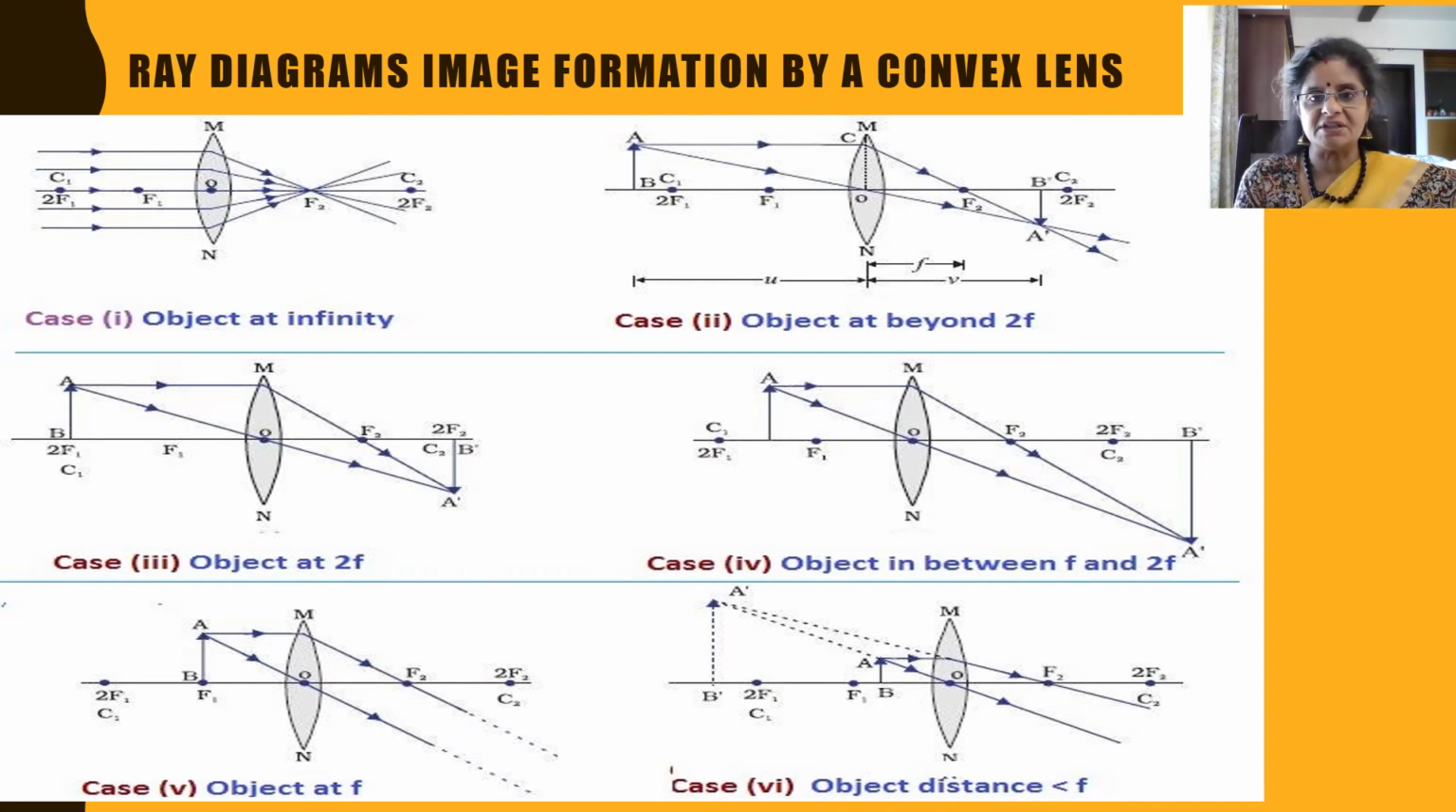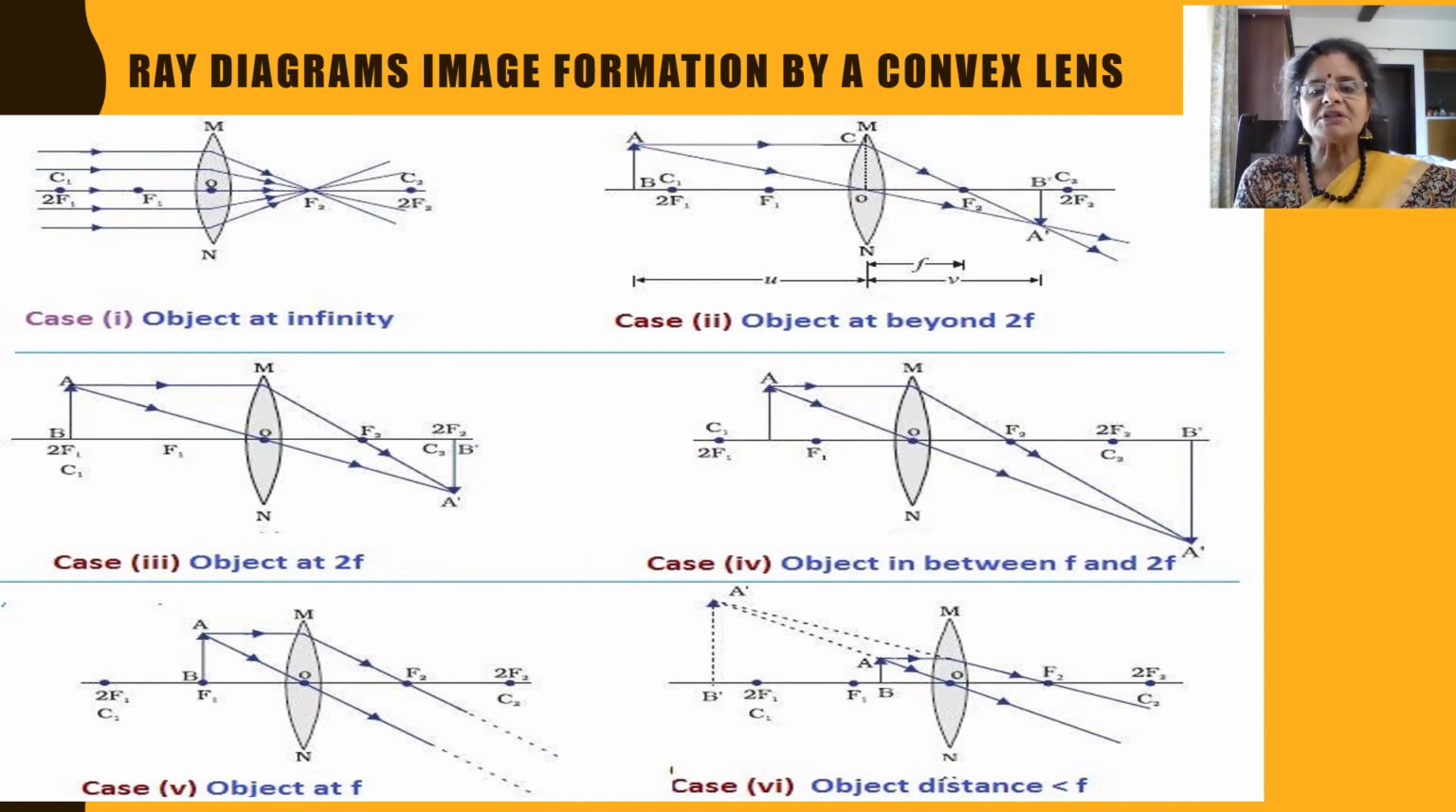Now let's come to the first position of the object, which is at infinity, and the image is formed at the focal point F2 on the other side of the lens, and the image is point-sized, highly diminished, and real and inverted. The second diagram shows the object beyond 2F1. The image is formed between F2 and 2F2, and the image is diminished, real and inverted.